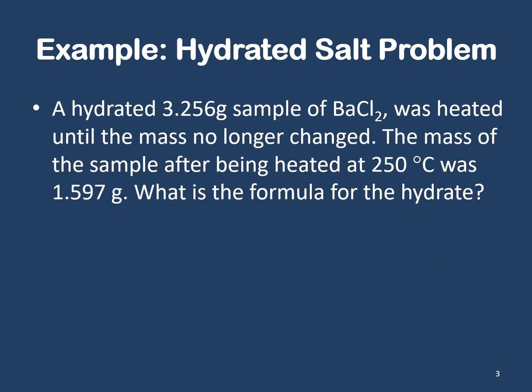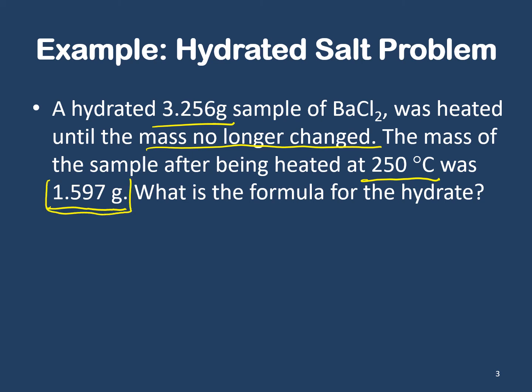I have a hydrated sample of barium chloride, 3.256 grams of it. We're going to heat it until the mass no longer changes. By heating it until the mass doesn't change anymore, we're ensuring that we got rid of all the water in the sample. We're also heating it at well above 100 degrees Celsius, and that's important so that the water does in fact evaporate. We know that the mass after we heated it under those conditions is 1.579 grams. We want to know what the formula of the hydrate is.